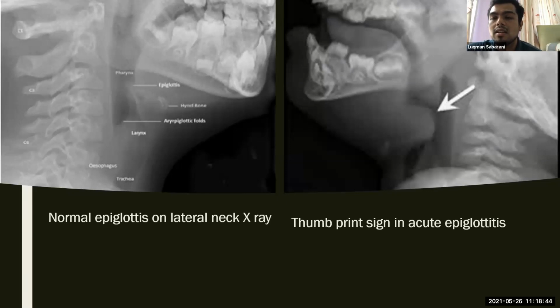This is an example of a patient with acute epiglottitis. On the left picture is a normal epiglottis on a lateral neck X-ray. The epiglottis is not swollen. However, in a patient with acute epiglottitis, there will be swelling of the epiglottis, which is described as the thumbprint sign.